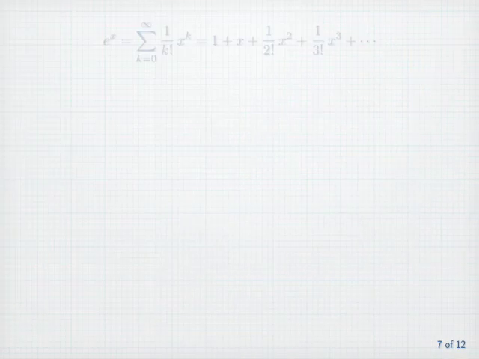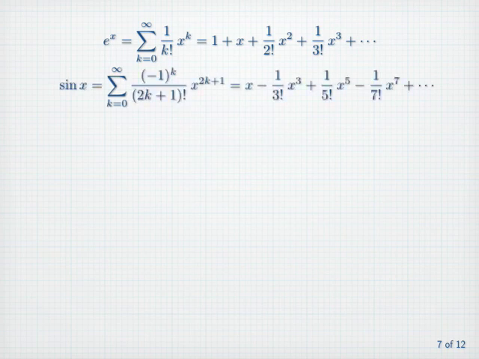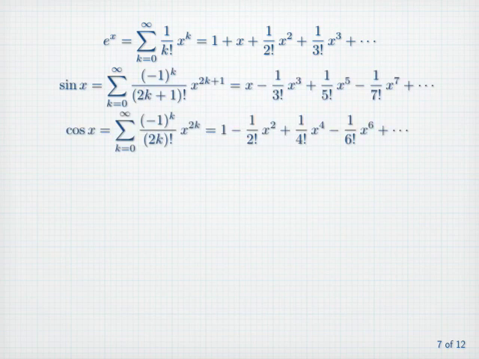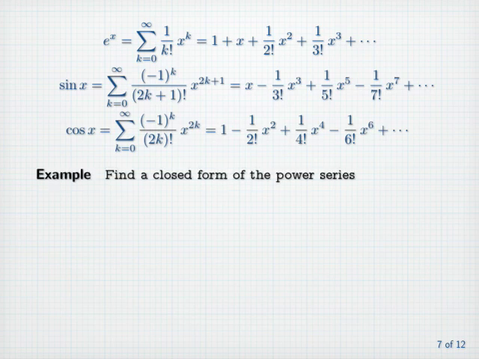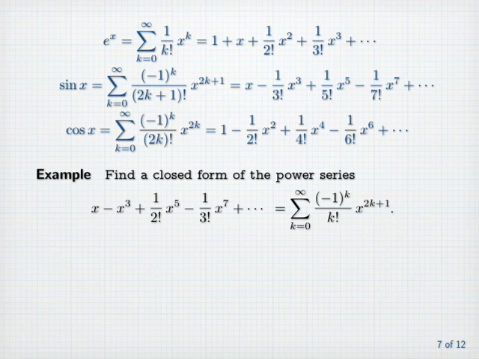Now for reference, let's display our basic series for the functions e to the x, sine x, and cosine x, and let's consider the following example. Find a closed form of the power series x minus x cubed plus 1 over 2 factorial x to the 5th minus 1 over 3 factorial x to the 7th, and so on, which equals the sum from k equals 0 to infinity of minus 1 to the k over k factorial times x to the 2k plus 1.